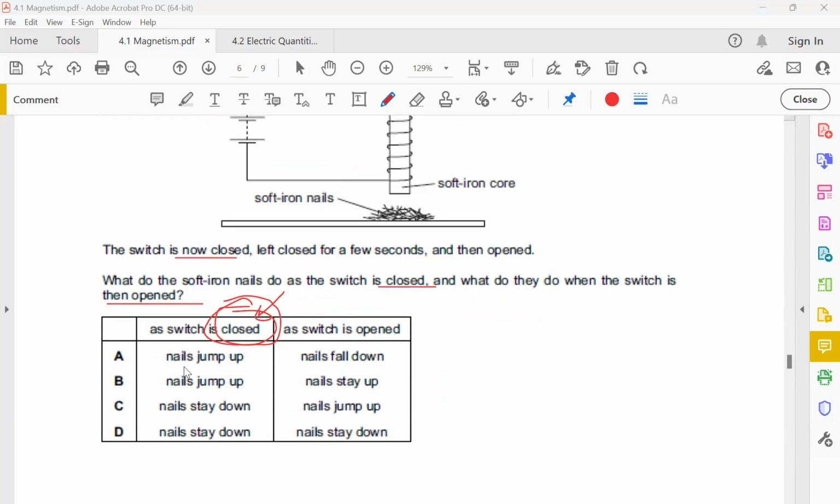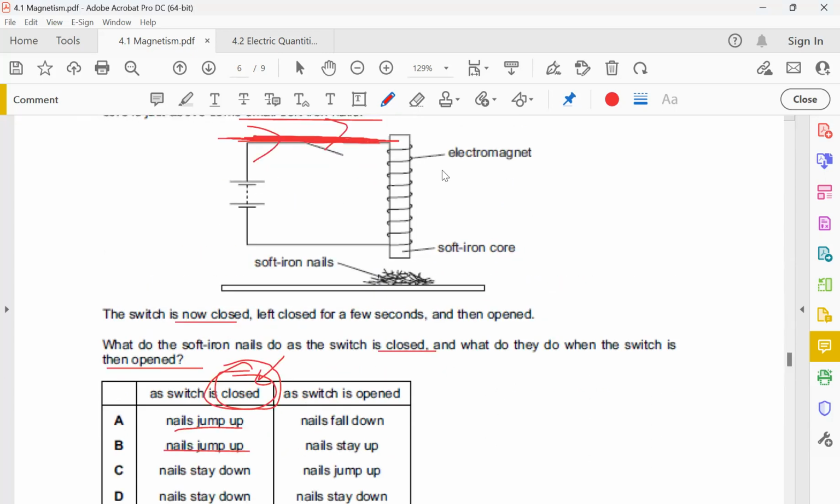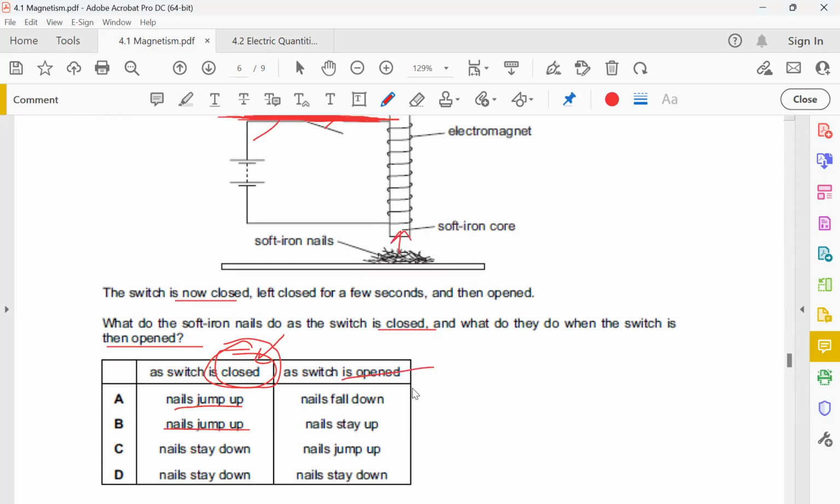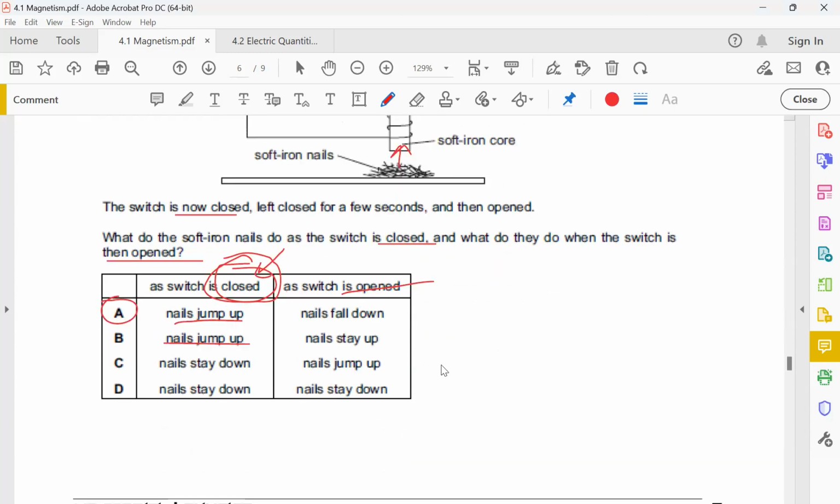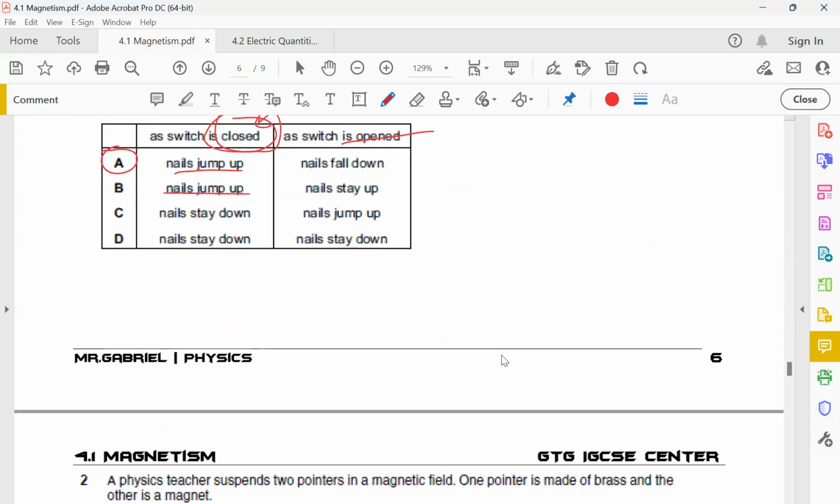When the switch is closed, obviously the nails are going to jump up, because as soon as the current flows here, it will magnetize this soft iron core here and cause it to attract. And when the switch is open, obviously the nails are going to fall down. So A is the definite answer here, guys. A is the definite answer here.